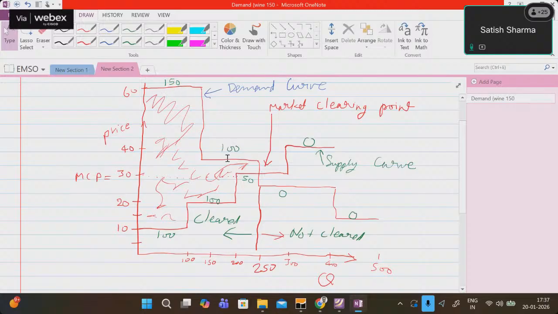Now, what will happen if I increase this price to 33?